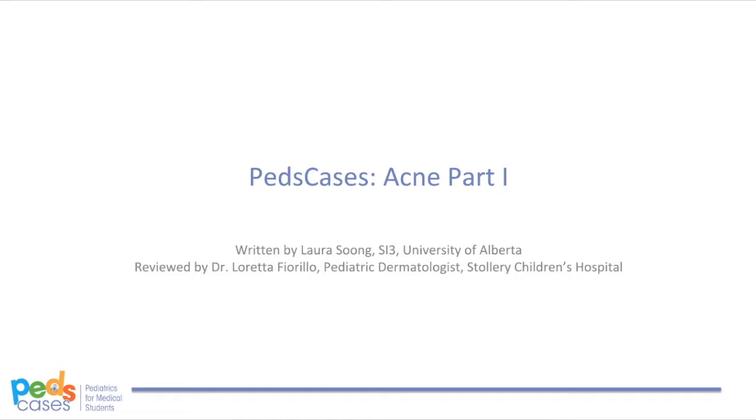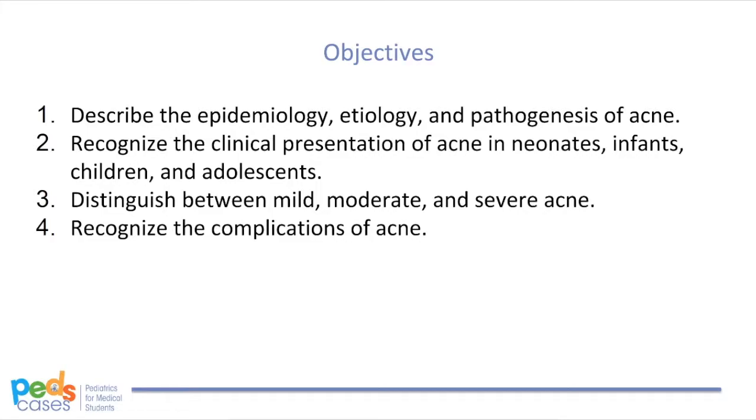After listening to this podcast, the learner should be able to: Number 1. Describe the epidemiology, etiology, and pathogenesis of acne. Number 2. Recognize the clinical presentation of acne in neonates, infants, children, and adolescents. Number 3. Distinguish between mild, moderate, and severe acne. And number 4. Recognize the complications of acne. Part 2 of this series will discuss different treatment considerations for pre-adolescent and adolescent acne.